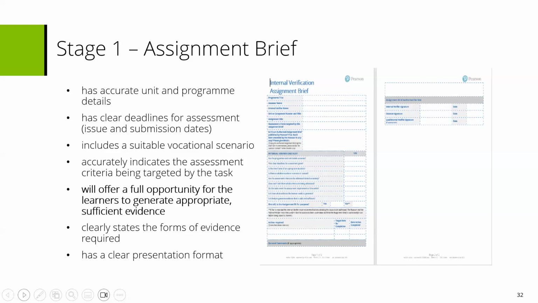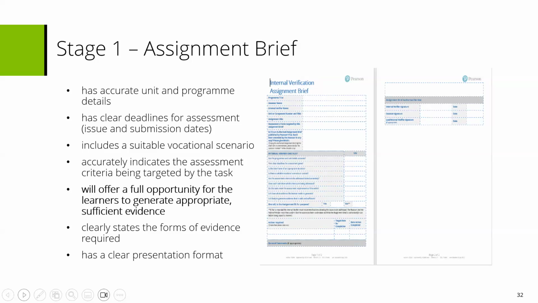You can see from the visual representation of the document here the paperwork that needs to be completed for the internal verification of the assignment brief. The checks that need to be made are: does the assignment brief have accurate unit and program details on it? Does it have clear deadlines for assessment, so both the issue and submission dates? Does it include a suitable vocational scenario?